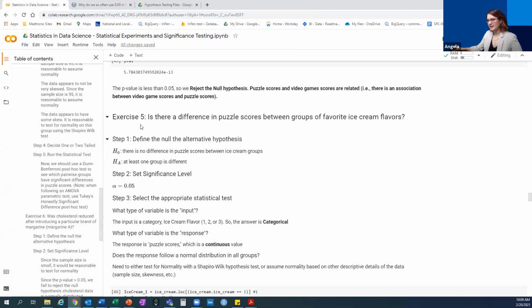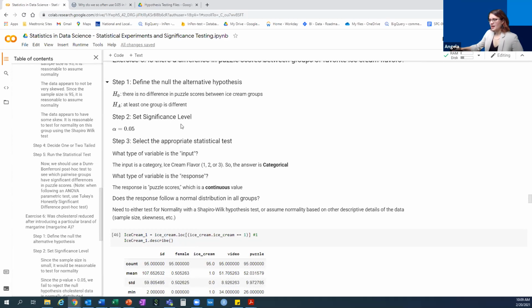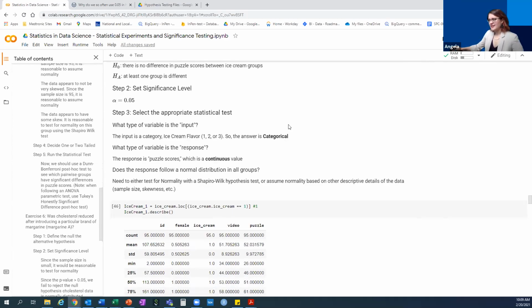We just have a couple more. Exercise 5, is there a difference in puzzle scores between people with different ice cream flavor preferences? Kind of random, but for the sake of example, we're going to ask, okay, null hypothesis is there's no difference in the puzzle scores between the groups. Alternative is that at least one group is different. There is some kind of difference in puzzle scores between groups. 0.05 significance level again.